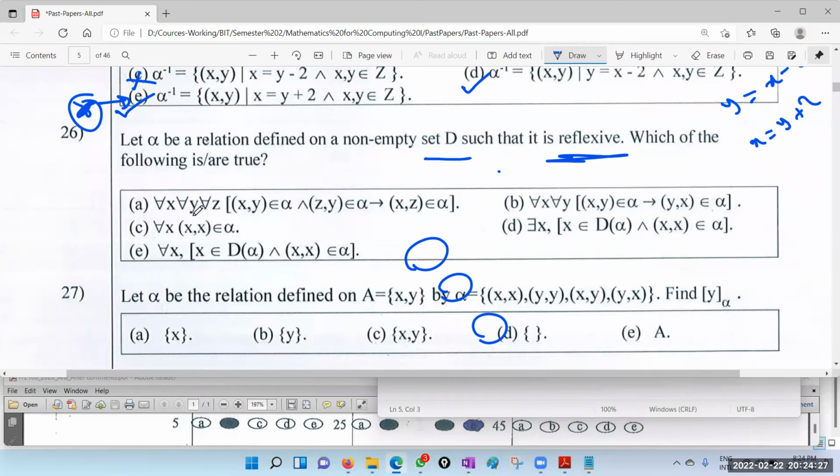Possible. All (x, x) must be in alpha. Let alpha be a relation. So (x, x) must be in alpha. That is correct. Domain is your D. What about this? All x is in the domain of alpha and (x, x) must be in alpha. Yes, so that is also correct.